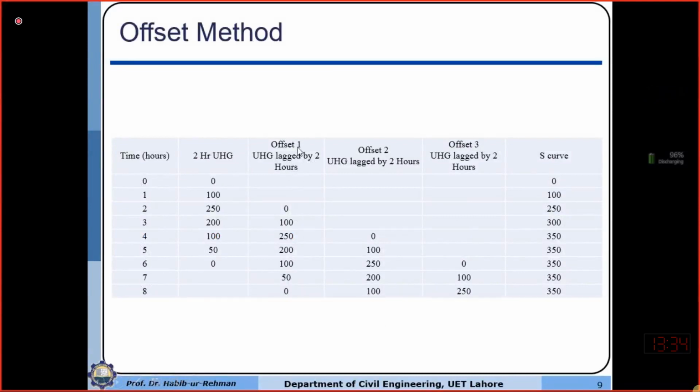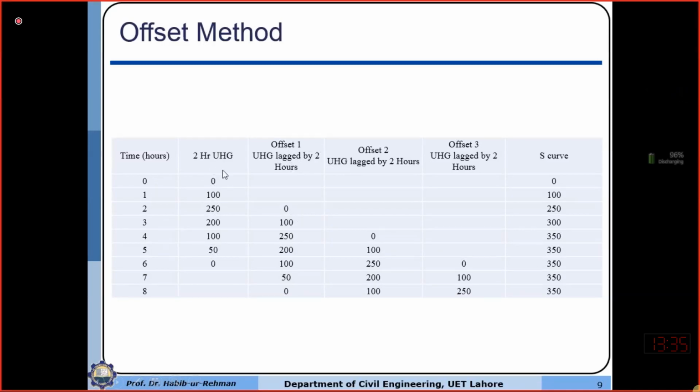What is an offset actually? An offset is a unit hydrograph which is lagged from the original one by the duration of the unit hydrograph. For example, this is the original 2-hour unit hydrograph. So its first offset will be lagged by its duration, that is 2 hours. So the first offset will be lagged by 2 hours from this original hydrograph. Lag means this offset will start, its first ordinate will be at 2 hours. This is called lag. For example, the original hydrograph is starting at 0 hours.